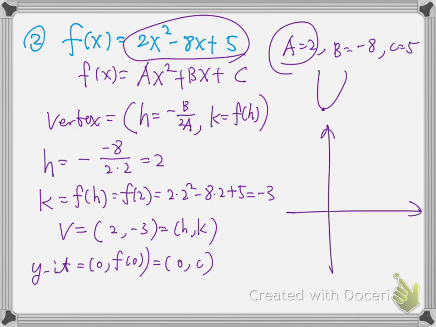The vertex is (2, -3). So here is the vertex V, and then (0, c), where c is 5, so this is (0, 5), right? So we got a y-intercept here. Now let's draw a parabola. Pass through the y-intercept, go down to the vertex, and then turn up at the vertex. That's the parabola. So that is the first part of the graph for a parabola.